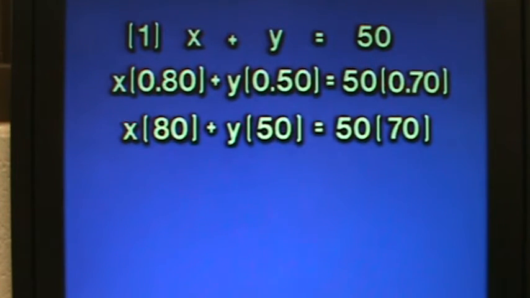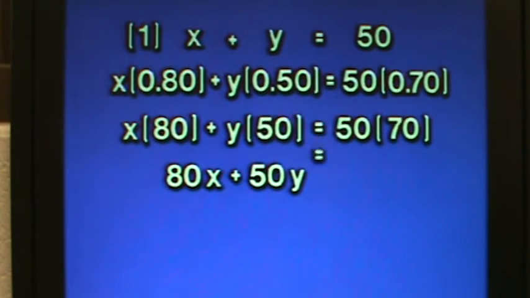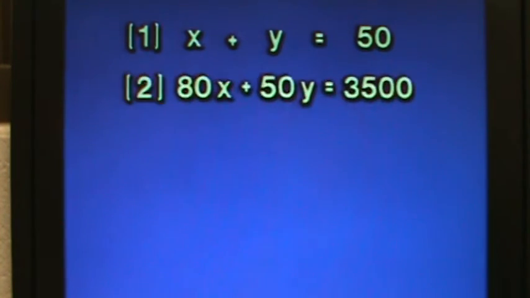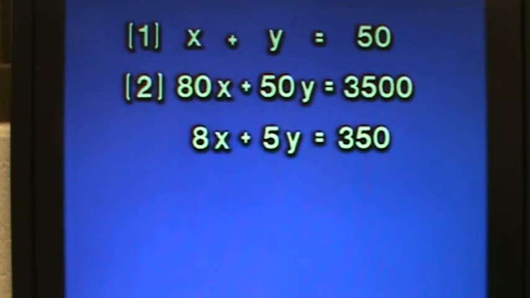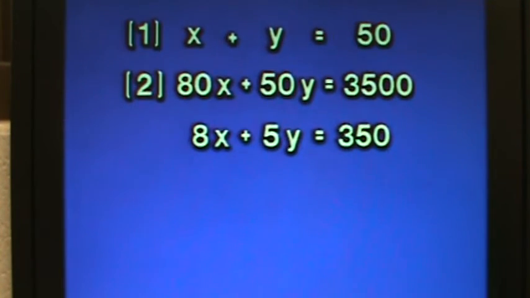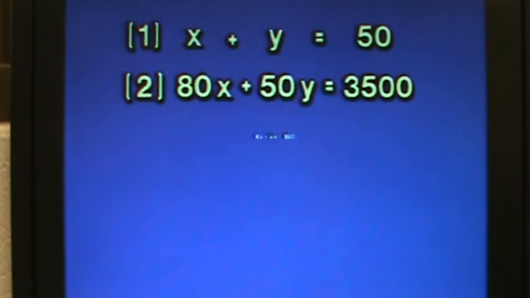Multiplying throughout this equation by 100, that is, multiplying 100 into each of the terms, would clear the decimals. It would just move the decimal points 2 places to the right. And then, of course, we would rewrite as 80x plus 50y is equal on the right to 50 times 70, or 3,500. Now this is equation 2. Notice we could, if we wanted to, divide throughout by 10 and simplify the equation even further. But let's suppose here that we don't see that.